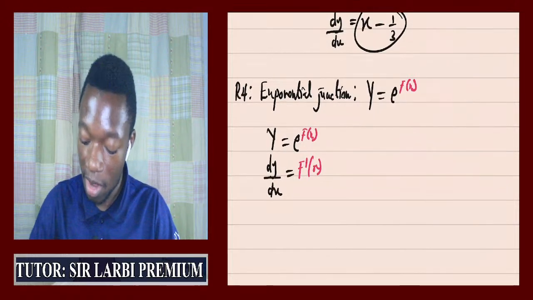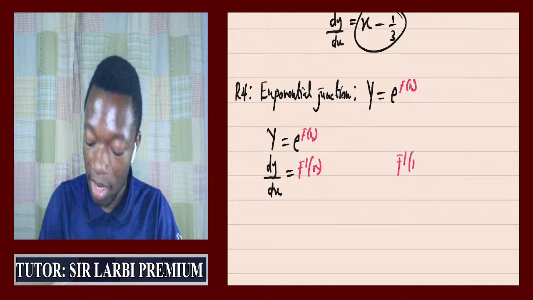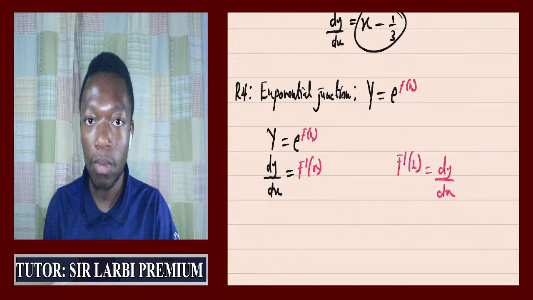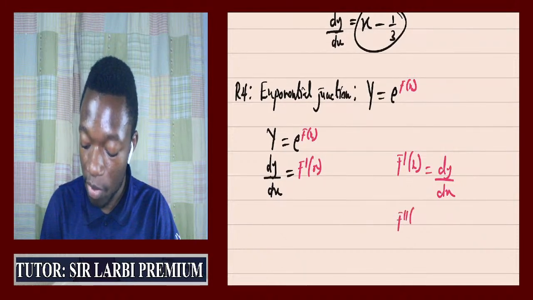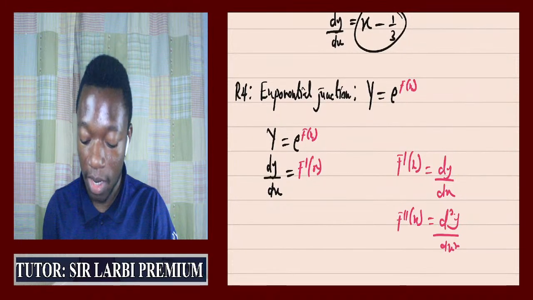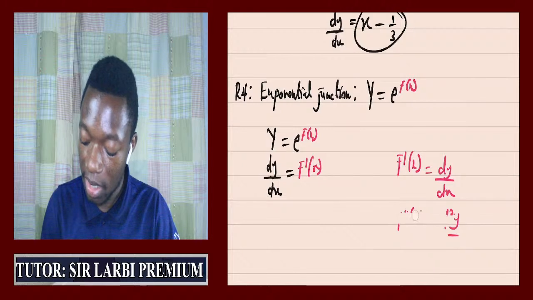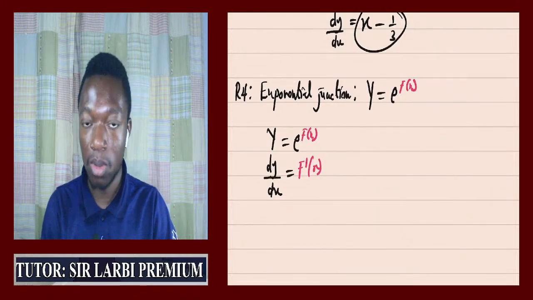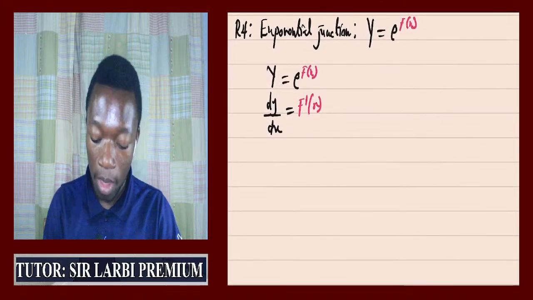When we talk about f prime of x, it's the same thing as what? The first differential, which is dy over dx. When we have f double prime of x, it's the same thing as d squared y over dx squared, generally at the end of the day. So at the same time you see f prime, it's the same thing as dy over dx. So you don't bother yourself so much with that.